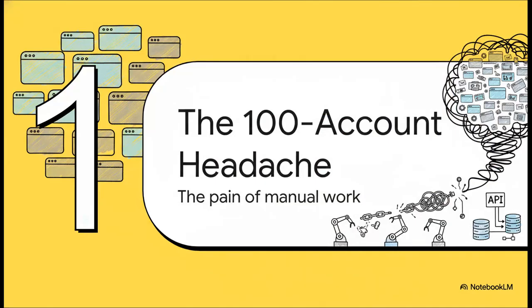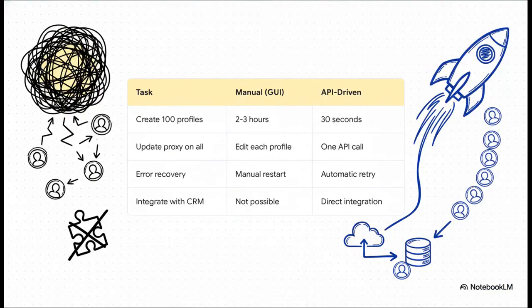So, first things first, let's really put some numbers to that pain. We're calling this the 100-account headache because, well, once you get to that scale, doing things the old way just completely falls apart. I mean, just look at this comparison. It's night and day. Creating 100 profiles manually could take you all afternoon. With an API, we're talking seconds. Need to update a proxy on every single one? Instead of clicking into each profile, it's just one command. And my favorite, integrating with other software like your CRM, it goes from literally impossible to, yep, just plug it in. This is what scalability actually looks like.